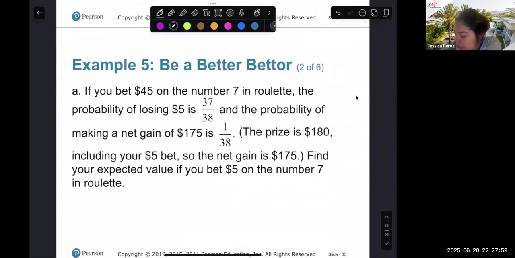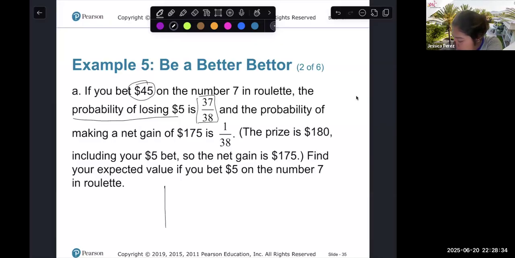If you bet $5 on the number 7 on the roulette, the probability of losing, they're already telling us, is 37 out of 38. And the probability of making a net gain of $175 is 1 out of 38. The prize is $180, including your $5 bet, so the net gain is 175. Find your expected value if you bet $5 on the roulette on the number 7.